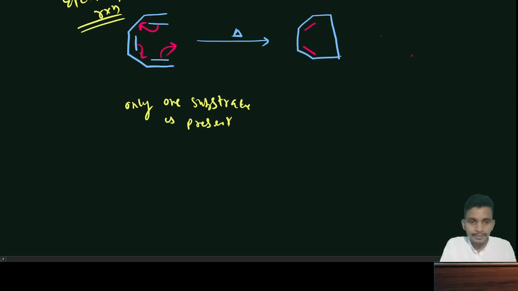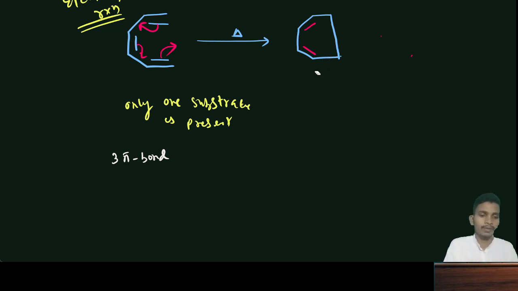It means that what we observe here is that we have the 3 pi bonds. 3 pi bonds were there in the reactant, and then you see the product. So the one thing I would also like to discuss, because this is the past example.